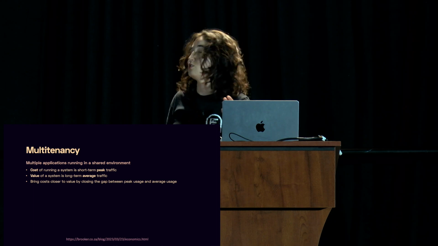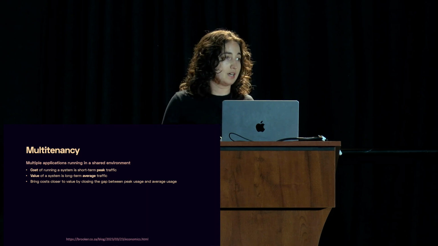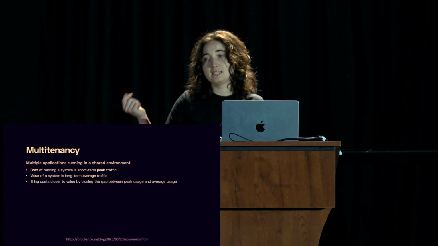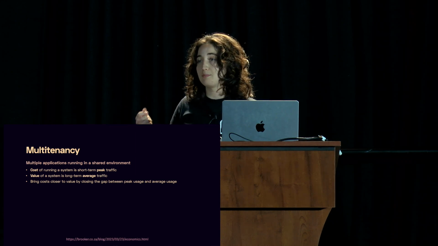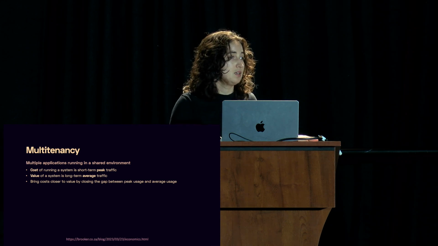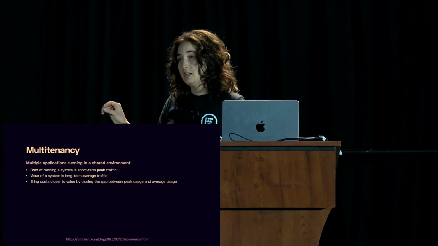We can also assume that these tenants are uncorrelated. Their applications will receive different traffic, and they are truly different use cases. What multi-tenancy does when it's achieved fully is that it brings the cost of your system closer to the value you get out of your system. You can measure the cost of a system by the short-term peak traffic that your system gets.